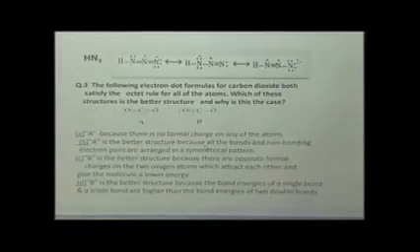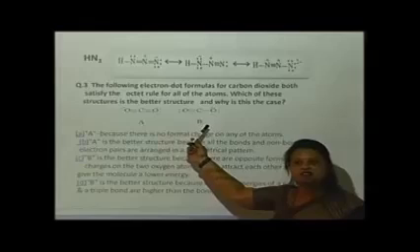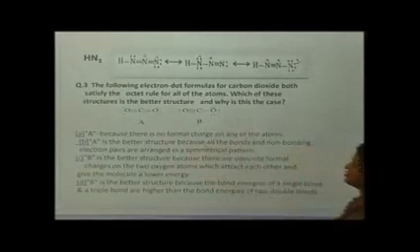Another question is this, that in the dot formula of carbon dioxide, in both the structures, whether it is this or this, the octet is satisfied. But which is the correct structure?